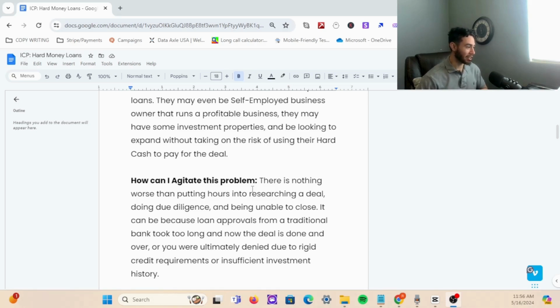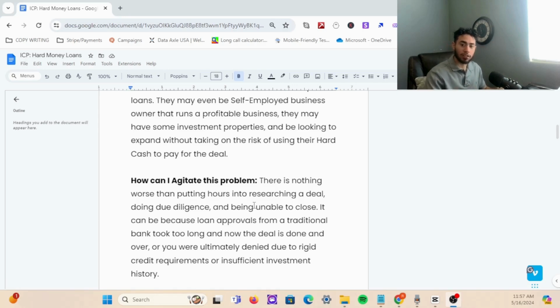So it's important for us to be able to understand that. Now, it can be because loan approvals from a bank just take way too long, or the deal is just done and over. So essentially this is the problem that they face, and this is the amplified version of it.